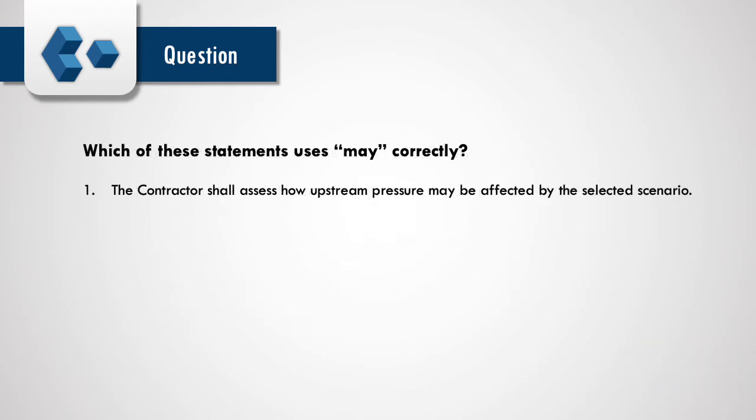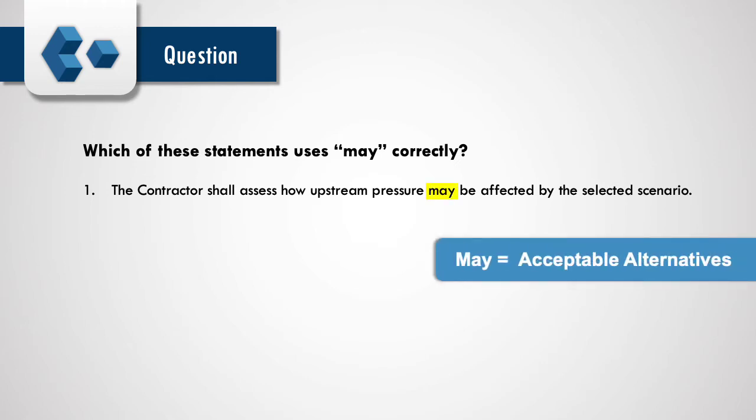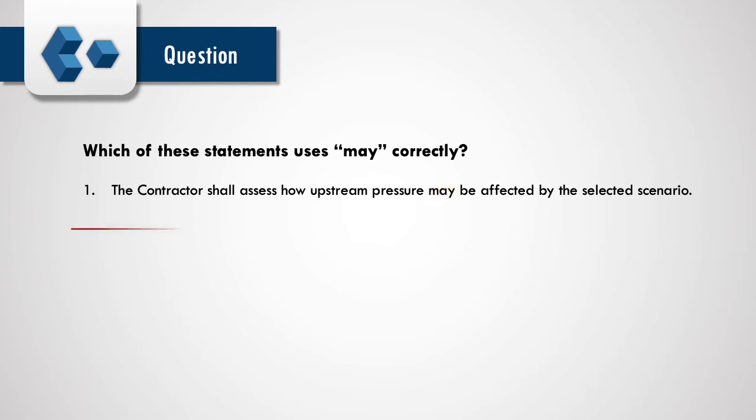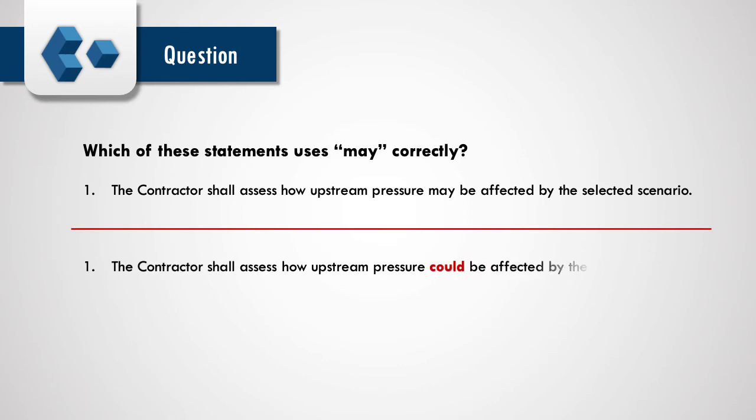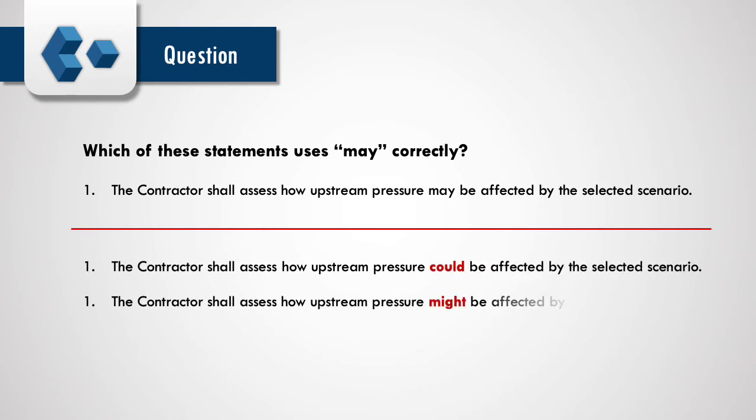Let's take a look at each statement. The first one is a common mistake. On the face of it, we have a good requirement, clearly stating what the contractor needs to do. However, in the second part of the trilogy, we established that the word may is used exclusively for acceptable alternatives. So we need to change the statement to something like how upstream pressure could or how upstream pressure might be affected by the selected scenario.